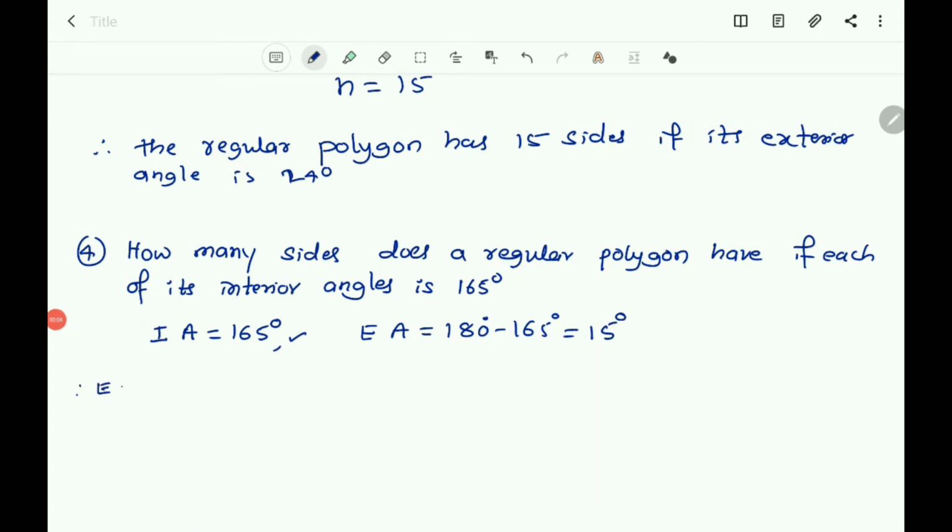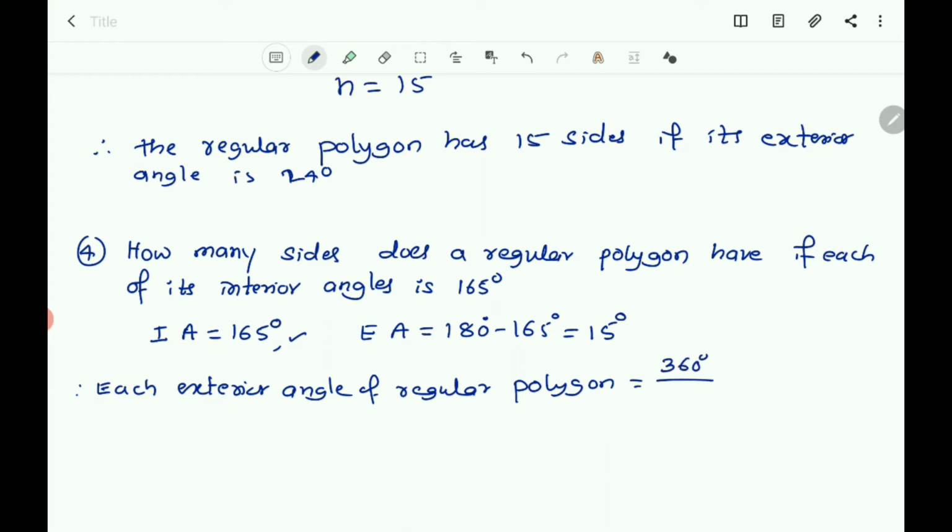Therefore you take each exterior angle of a regular polygon equals 360 degree by n here. So each exterior angle you got, that is 15 degree, is equal to 360 degree by n. Therefore n is equal to 360 degree by 15. You know that 15 ones are 15, 15 twos are 30, and so on, so you will get 24.